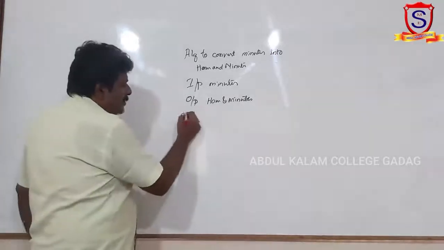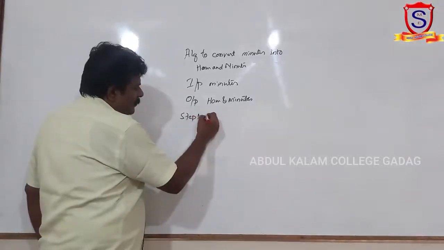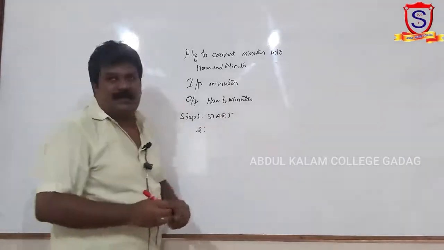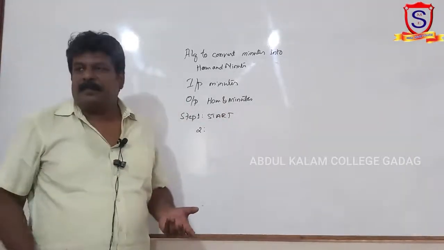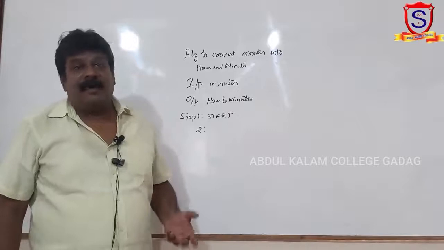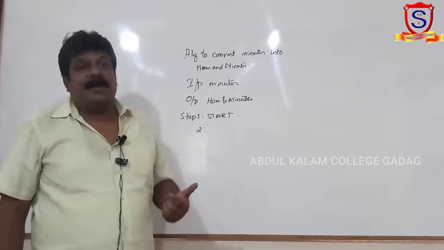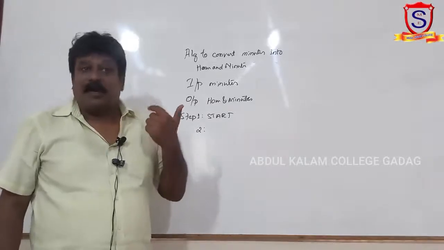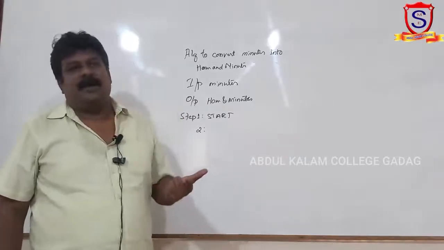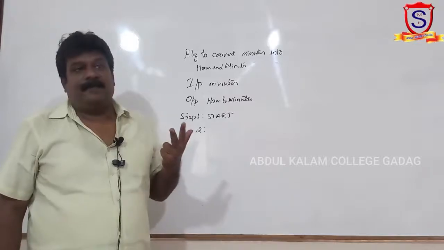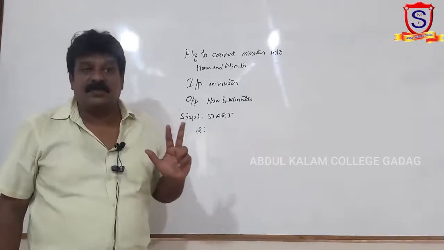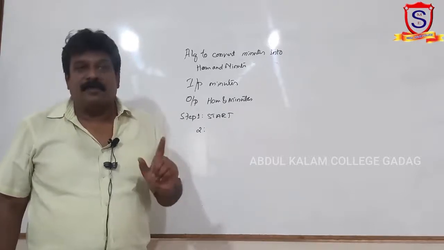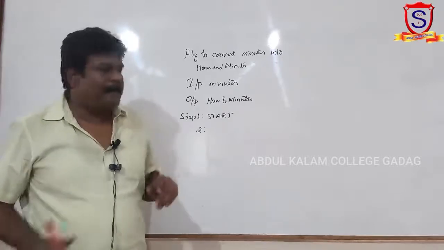Now let's say step 1 start as usual, and next step will be declaring what? The variables. And be careful, before declaring variables, you have to decide how many variables you want, what kind of variables you want, and what should be the size of them. These are the 3 things you need to think about before deciding how many variables you should take.